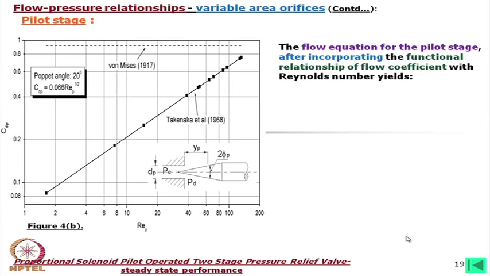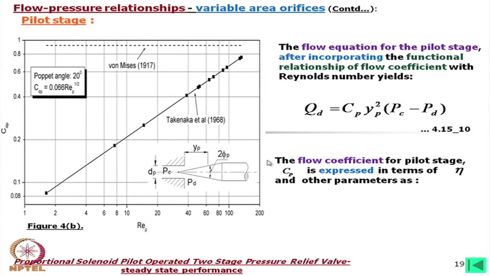Now, the flow equation for the pilot stage, after incorporating the functional relationship of the flow coefficient with Reynolds number, yields this form if we use all such formulas, and the flow coefficient of the pilot stage Cp is expressed in terms of eta and other parameters as this. We can use this formula then to calculate flow through this pilot.